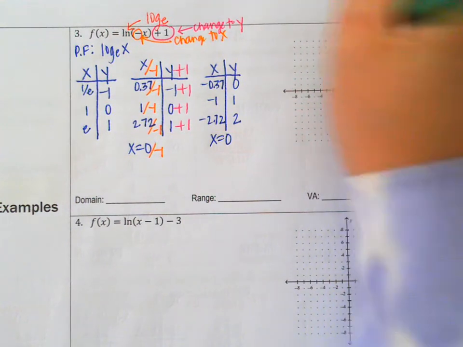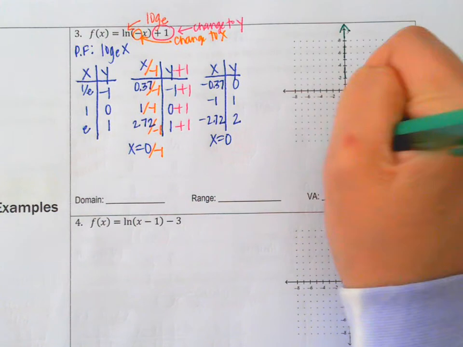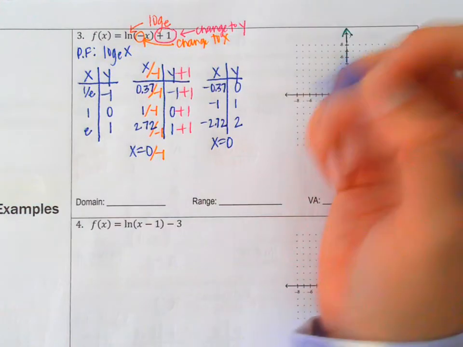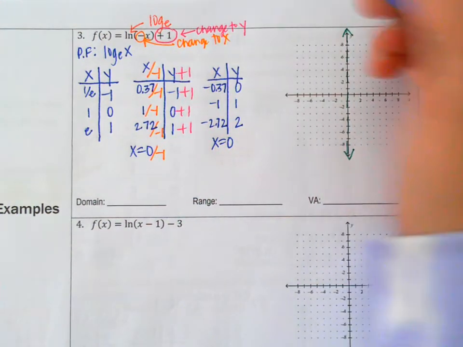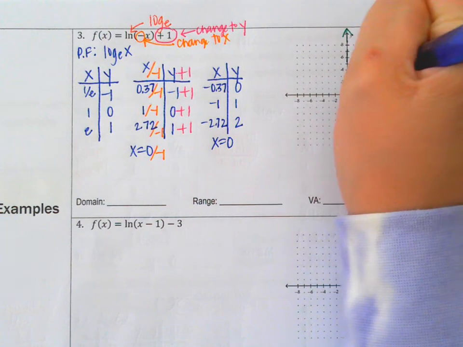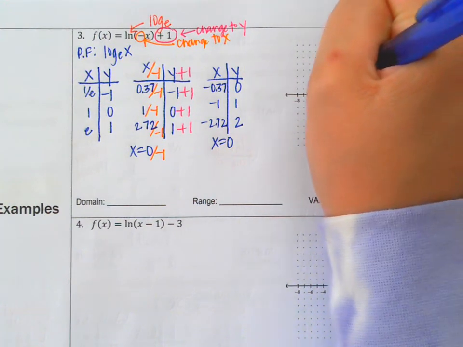So it's going to be here, which is hard to see. I'll draw my arrows nice and big so you can see that. And then we're going to plot our points. So negative 0.37 is over here at 0. Negative 1, 1. And then negative 2.72, 2.